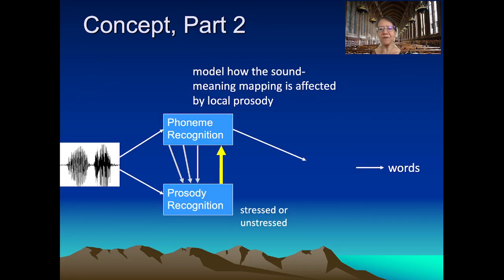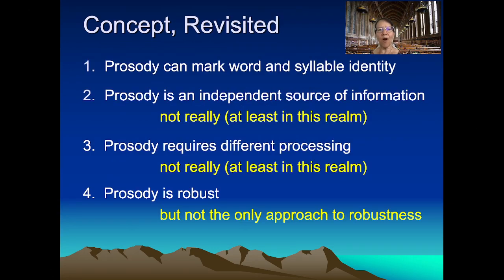However, we could quickly end up with the same sort of problem that we observed before, that we need a way of knowing whether a syllable is stressed or unstressed. That again ties into the actual phone identity process, or phone recognition process. So while we know that prosody does mark word and syllable identity, it is not as simple as our initial hypothesis for incorporating this information suggested.